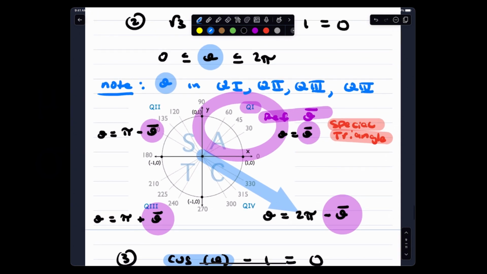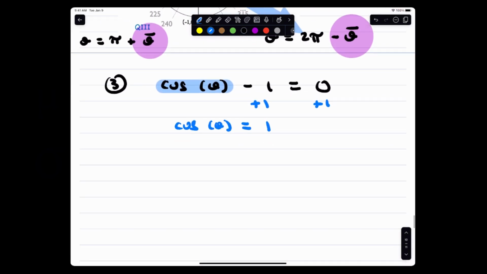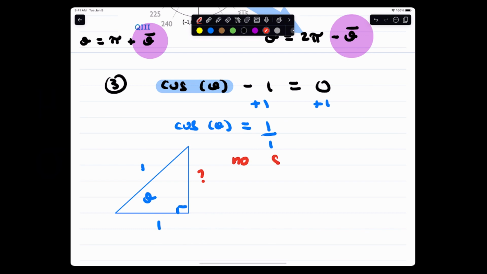Well, even if you try to do a special triangle here and you put the ratio 1 over 1, this is 1, this is 1, and you don't know what this is. There is no special triangle here. There's no special triangle that fits that description, because you only have 2: the 45, 45, 90 and the 30, 60, 90. So since there's only 2, what do I do?